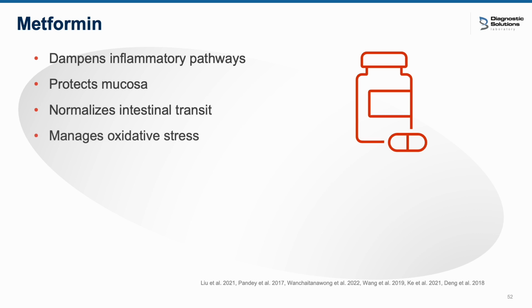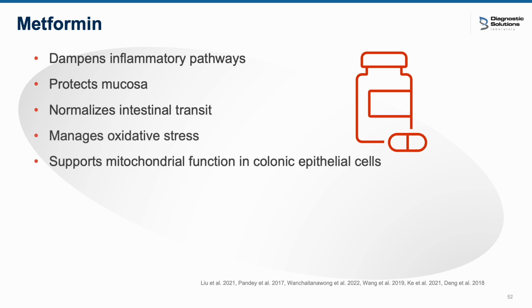Metformin can affect oxidative stress and can support mitochondrial function in those colonocytes, or the cells lining the colon. Metformin can also be used to enrich the Akkermansia levels, which are frequently deficient. This is one of our normal obligate anaerobic bacteria that are frequently deficient in IBD.